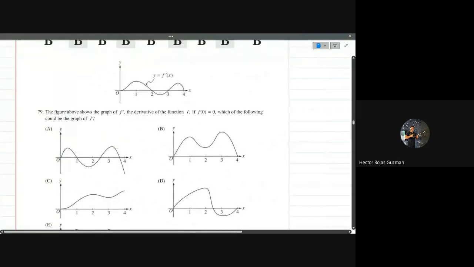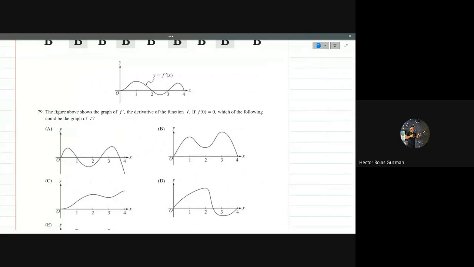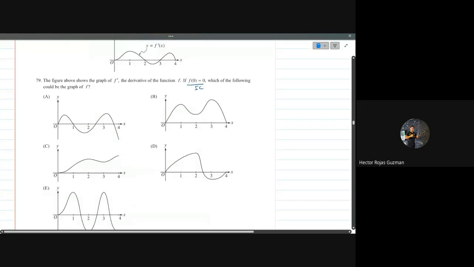79. The figure above shows the graph of f prime, the derivative of the function f. If f of 0 equals 0, which of the following could be the graph of f? Okay, so here we're given an initial condition. We're saying that the point 0, 0 is on the graph. And if I look at my 5 choices, well, there you have the point 0, 0.